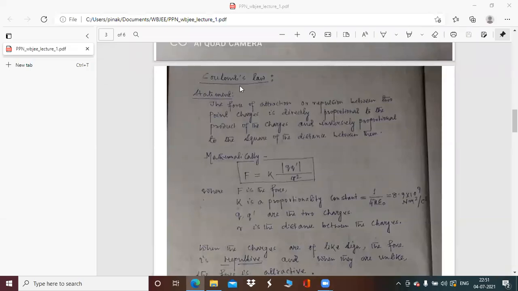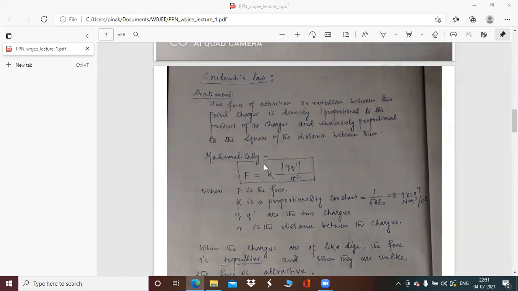In this lecture, we are going to discuss Coulomb's law and the principle of superposition. Now, Coulomb's law is one of the most fundamental laws of physics, and the statement of the law goes like this: the force of attraction or repulsion between two point charges is directly proportional to the product of the charges and inversely proportional to the square of the distance between them.